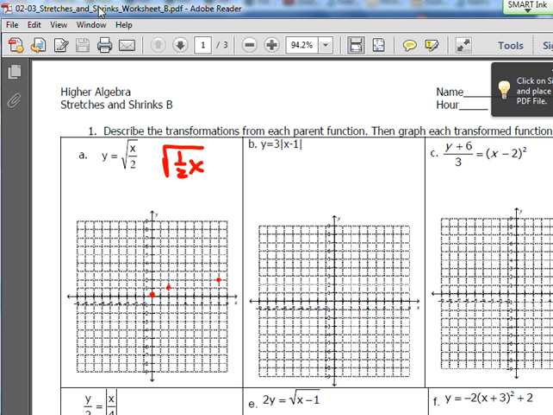Okay, the next one's a V shape. I'd start with the parent one and it goes like this. Good enough, like do a few on each side. And then it says -1 on the inside. Always do the thing on the inside first. So you move it to the right 1 spot. So you can just put your dots in 1 spot over.